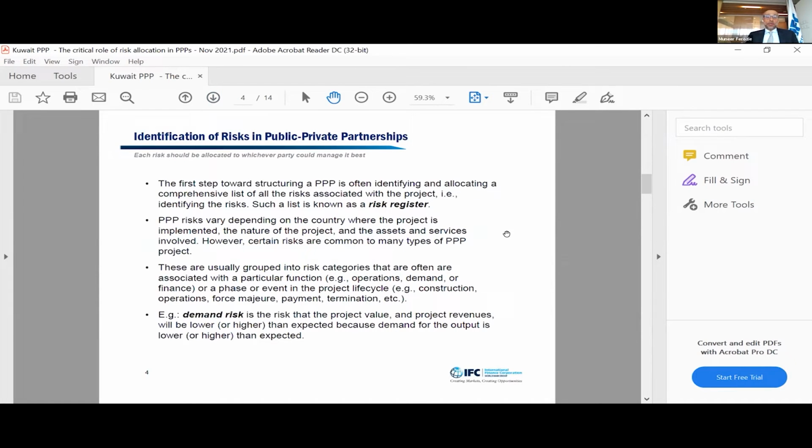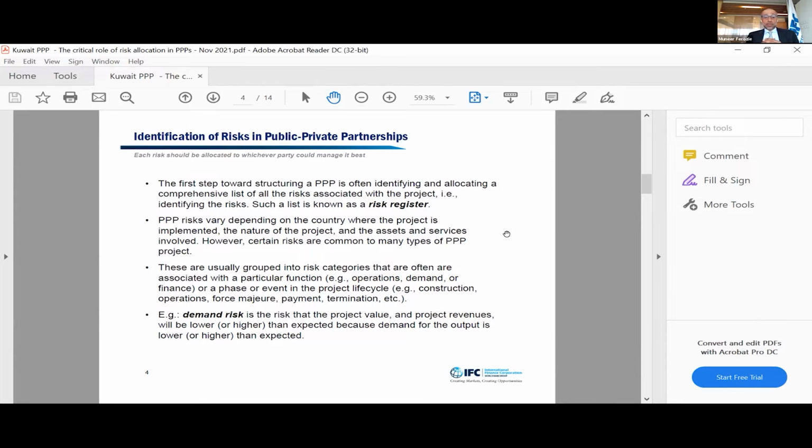So first of all, in PPPs, we identify and allocate all the risks through a risk register, right? We enumerate all the risks, and then we say, okay, what are these risks? How are they associated, and how should we allocate them? They vary obviously depending on the type of the project and the type of the country. Sometimes they are grouped into risk categories in terms of particular functions. So what are the construction risks? What is the operation risk? What's the demand risk, in the project lifecycle, which is construction, operations, etc.